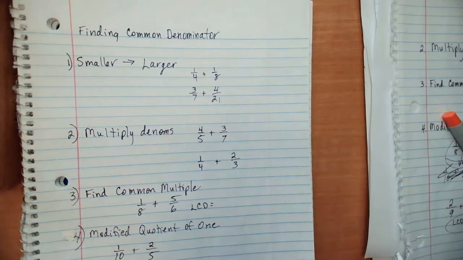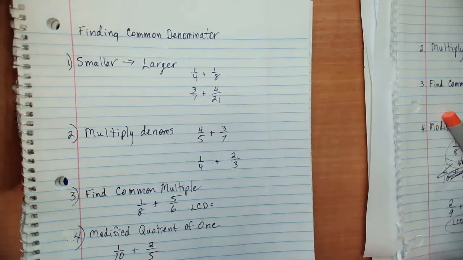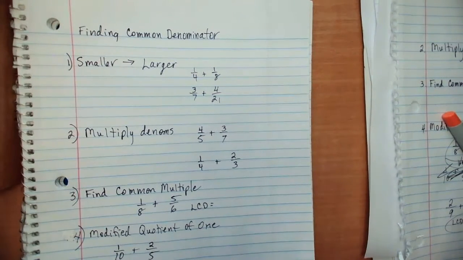All right, let's take a look at finding the common denominator. If you remember, that's our very first step when we add or subtract fractions. So I kind of have four ways that I look at finding a common denominator.